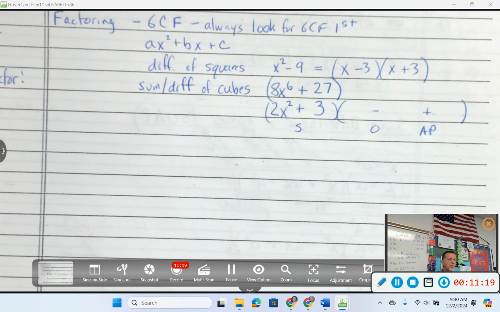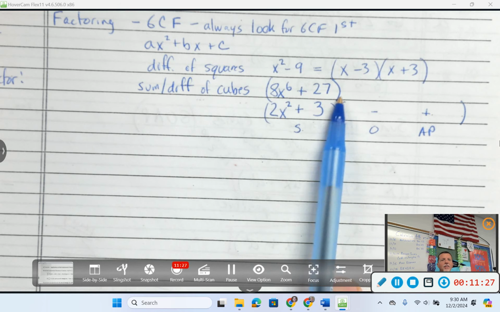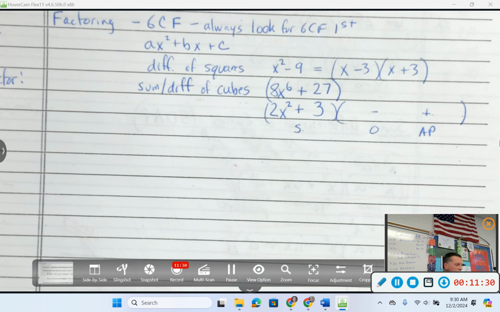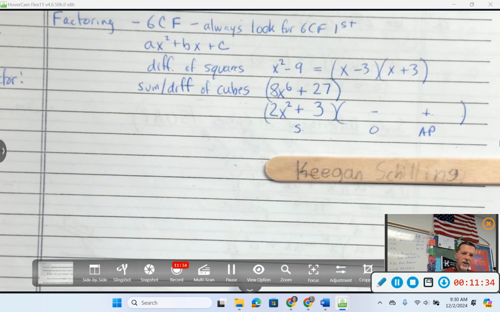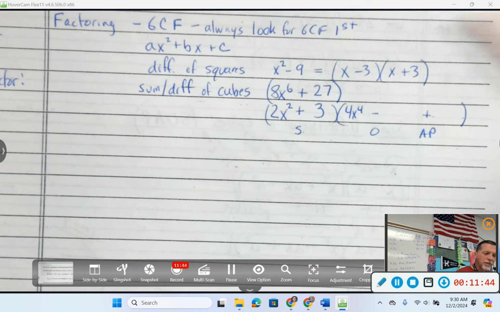And then, I don't know, it's been a while, so I'm hesitant to call on somebody for that first blank. What goes in the first blank? Anybody? The first one squared. So I'm going to square 2x squared. So, Keegan, if I square 2x squared, what do I get? 4x to the power 4. Yes. Good. Squared both of them.